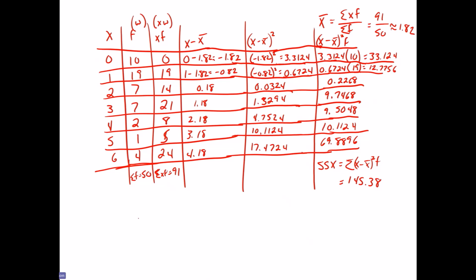From here, we're just back in the normal process. If we go straight to standard deviation, s is the square root of our sum of squares, 145.38, divided by n minus 1. We had 50, so we're going to use 49. When we do that, we end up with 1.7. All right. Questions?